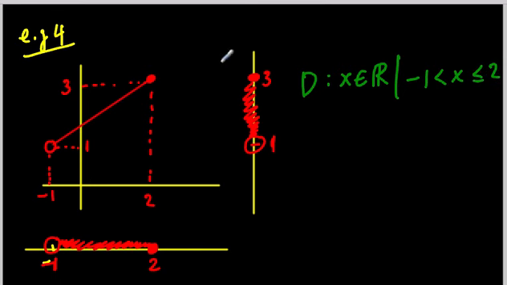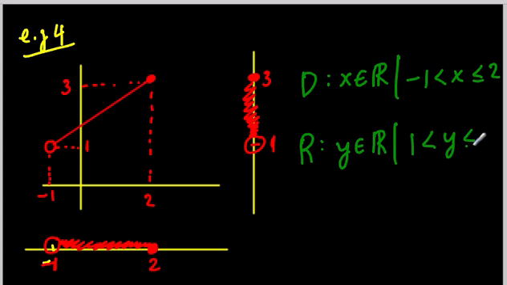All right? And now let's look at the range. So R stands for the range. So y is an element of reals, okay? And this time, it's between 1 and 3, and it does not include 1. So it's 1 less than y, which is less than or equal to 3. All right, so that's example 4. In the next video, I'm going to go through some more complicated examples.